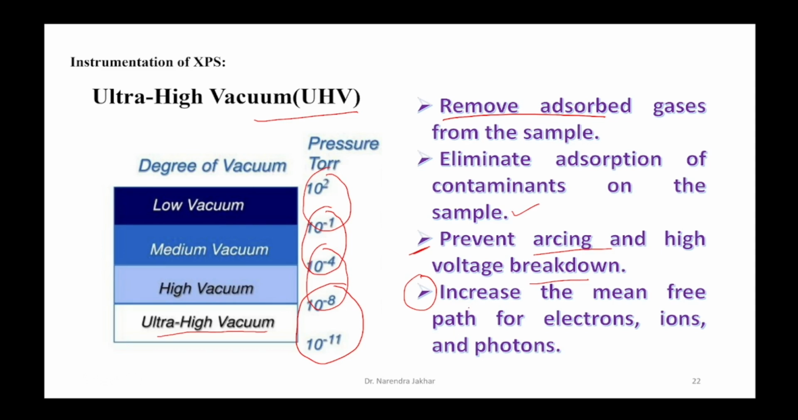So to get precise and right information, it is very necessary to have the ultra high vacuum, and this increases the mean free path of the electrons, ions, and photons in the analysis chamber.